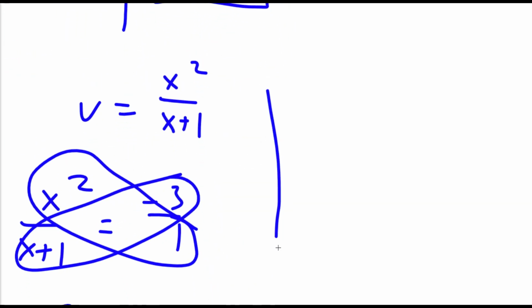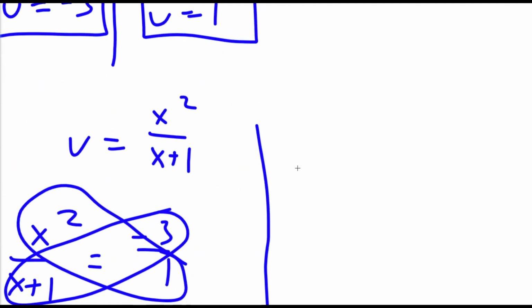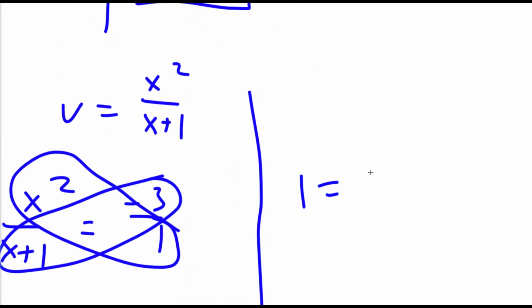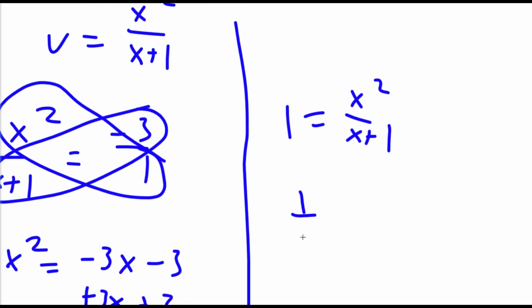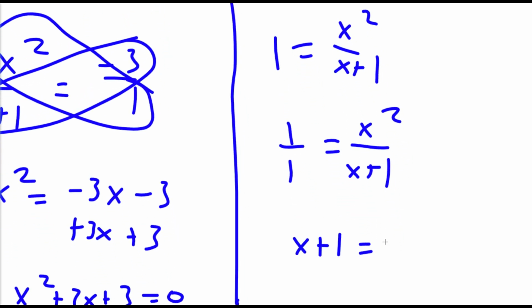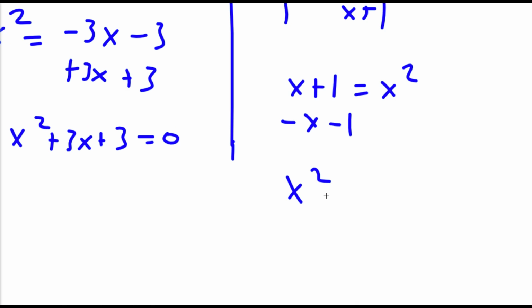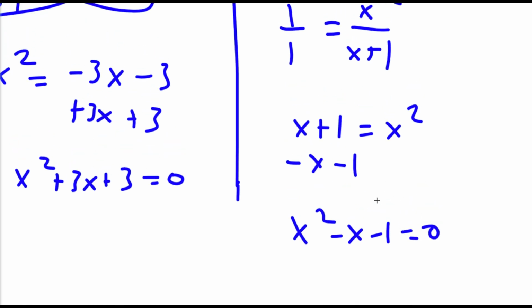Now for this side, if u equals 1, I get 1 is equal to x squared over x plus 1. And 1 is the same thing as 1 over 1, so I have 1 over 1 is equal to x squared over x plus 1. Now if I cross multiply, I get x plus 1 is equal to x squared. Now I can subtract x and subtract 1 on both sides, so now I get x squared minus x minus 1 is equal to 0.